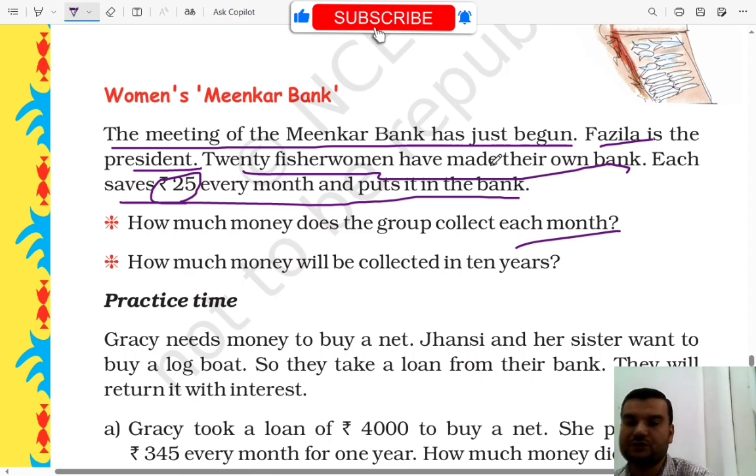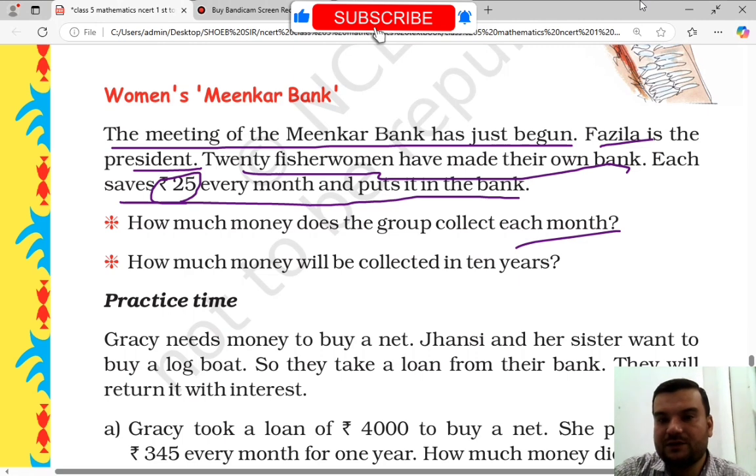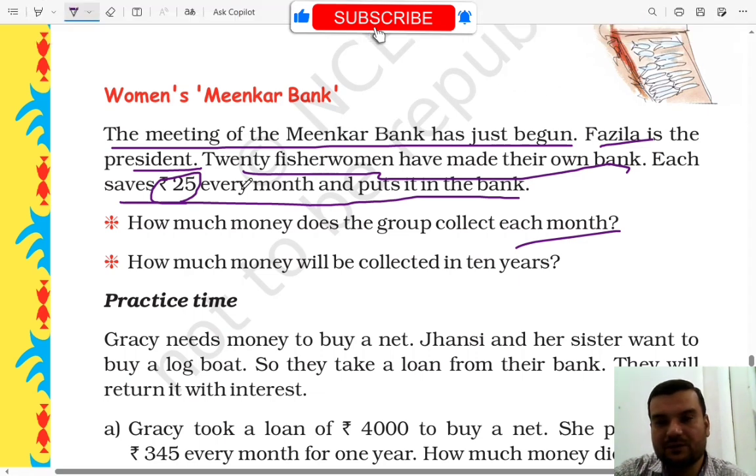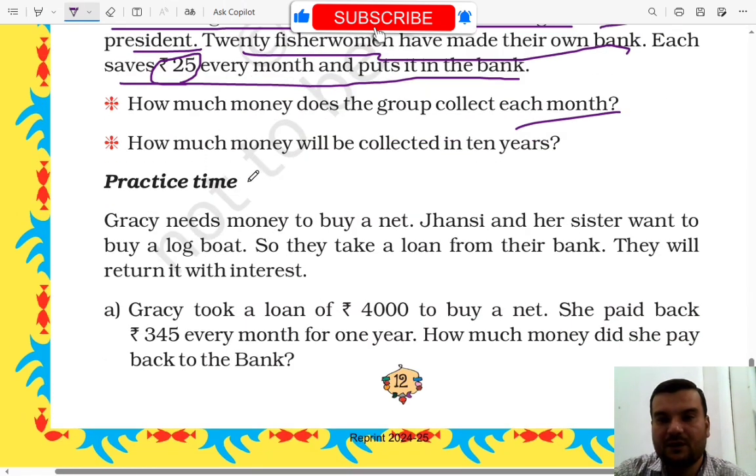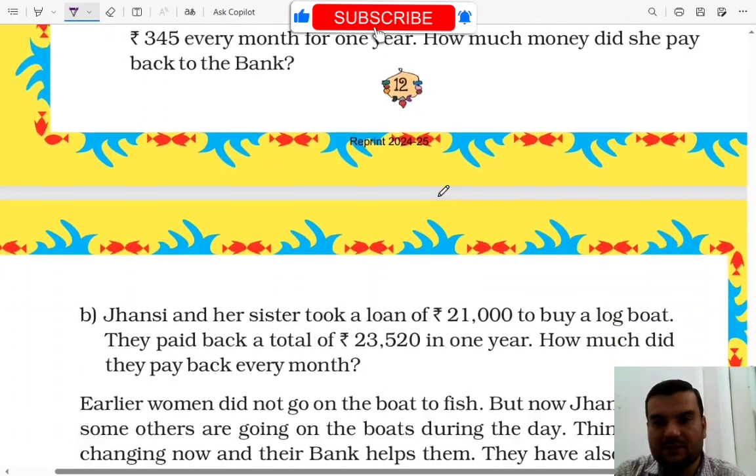The first question: you have to multiply. 20 fisher women multiplied by 25 rupees. How much money will be collected in 10 years? So you have to multiply it by the 10 years. So it's each month's amount multiplied by 12, then multiplied by 10. It's practice time.